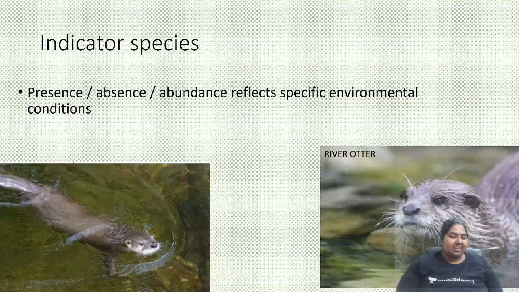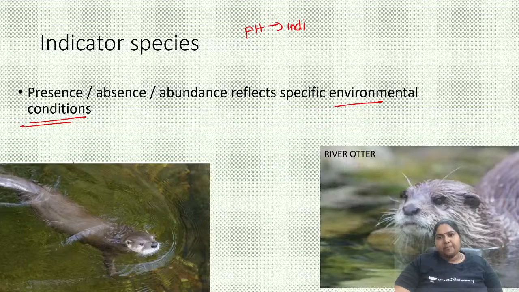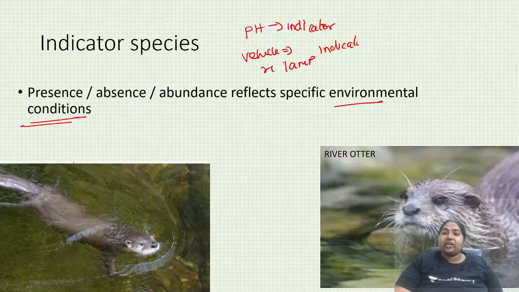So that is telling you about the health of the environment. Like how you use this pH strip as an indicator of the pH, likewise, if you use the vehicle, the right and the left lamp is an indicator of where you are going to turn. Likewise, the health of the environment, how the environment is.